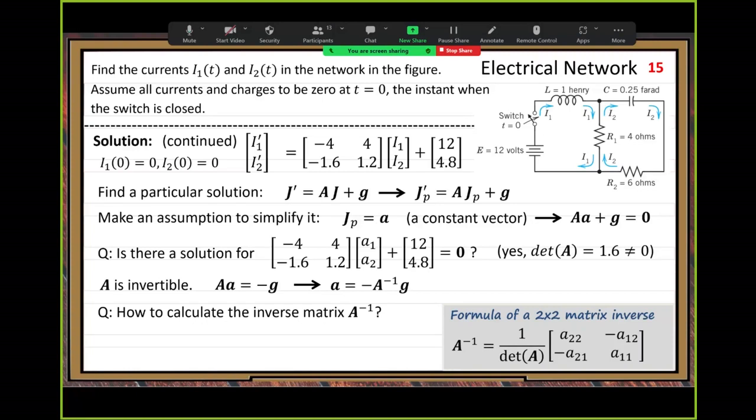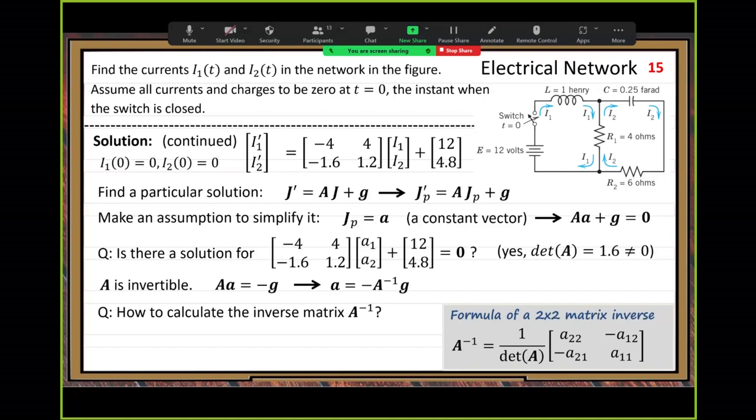The formula is A inverse equals 1 over the determinant of A, multiplied by a 2 by 2 matrix. If you compare with the original matrix, the diagonal entries, you swap the 2 entries. So A11 and A22, you swap those 2 entries. And the other 2 entries, you do not swap, you take a negative sign. That's the way you write the 2 by 2 inverse.